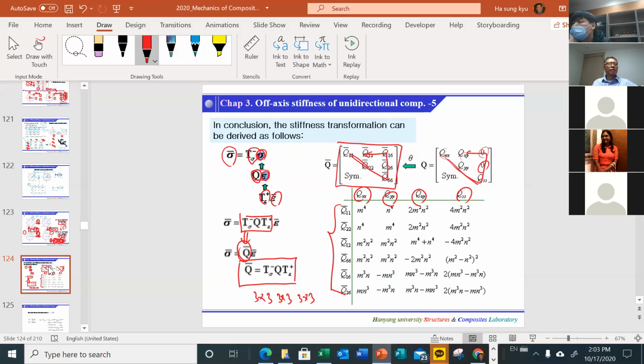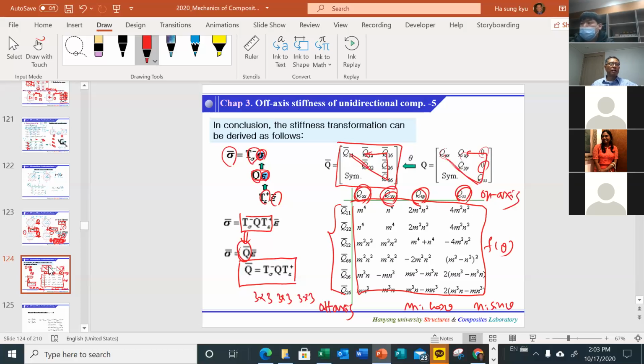So this is exactly what we expect. Again, this is the stiffness matrix in its own axis coordinate system. This is the on-axis stiffness, and these are a matrix. It's all a function of theta. M is the cosine theta, and N is the sine theta.